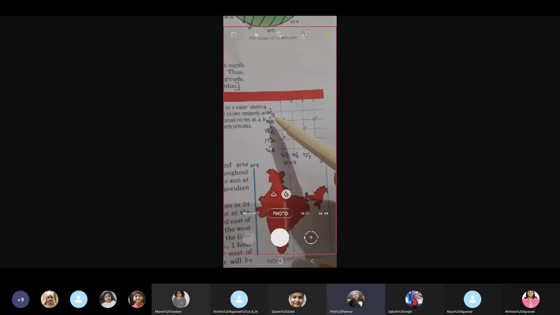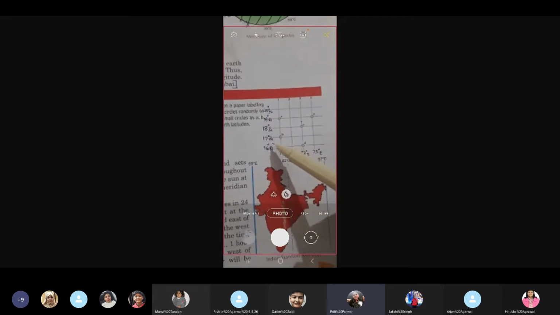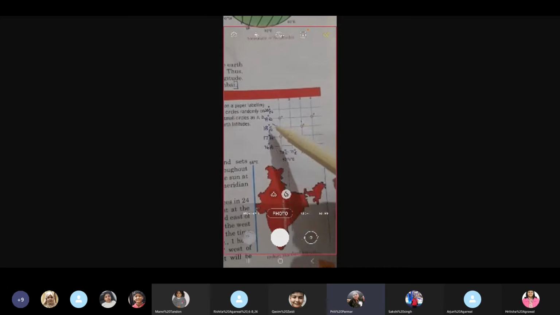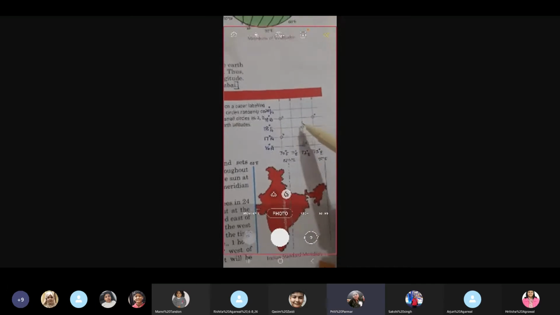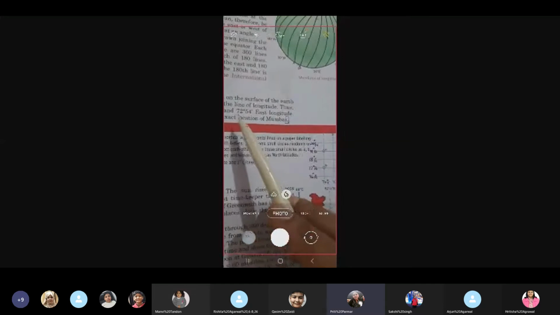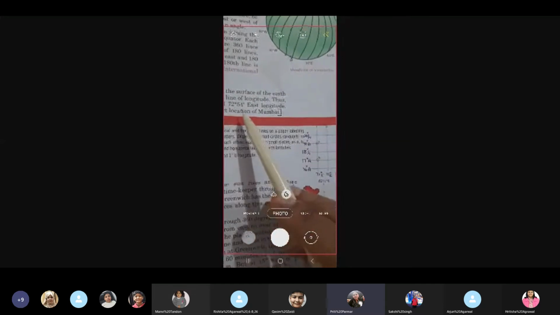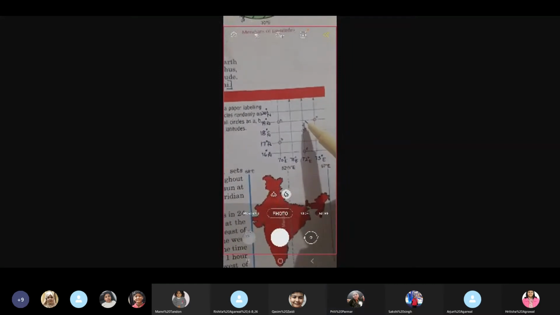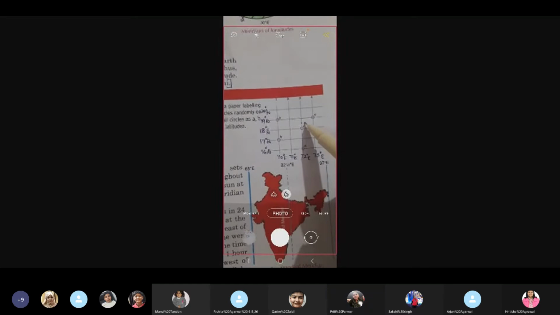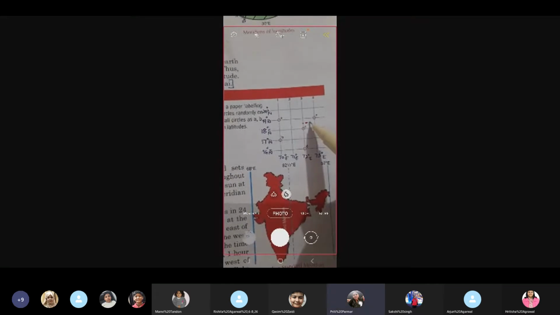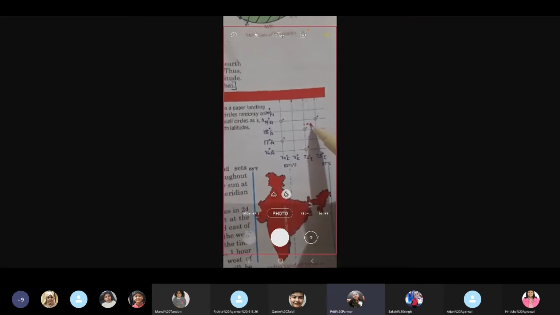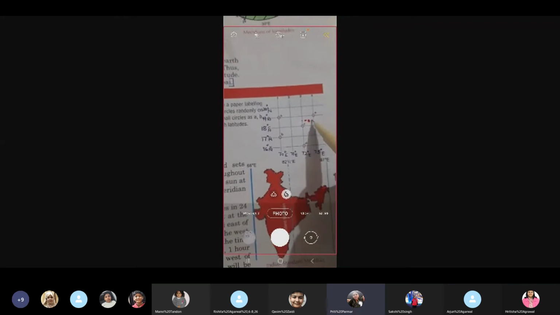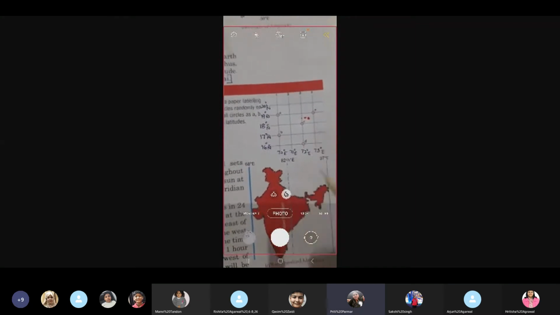Now you know that Mumbai is 18 degrees 55. That means 16, 17, 18. 18 plus 55 minutes, so that means somewhere 50 will be half. So it will be somewhere here. Then the other longitude, they have told you 72 degrees 54 east. So you'll see this is 72 and 54. That means somewhere here. This is the point where you will mark Mumbai and you'll write here Mumbai.